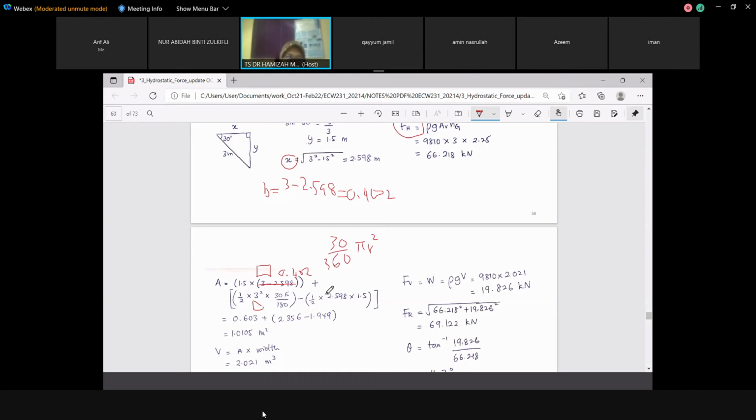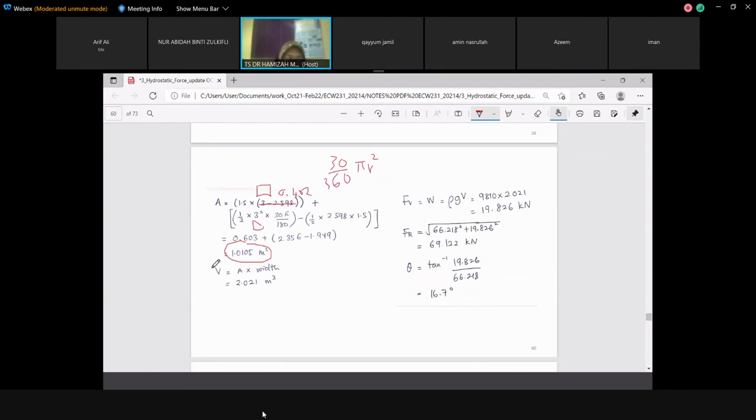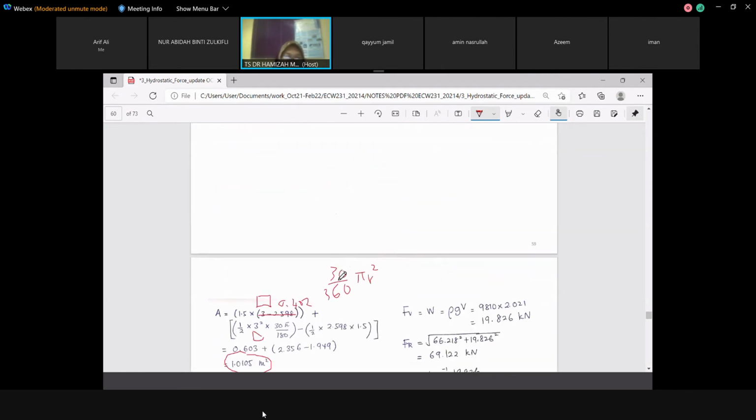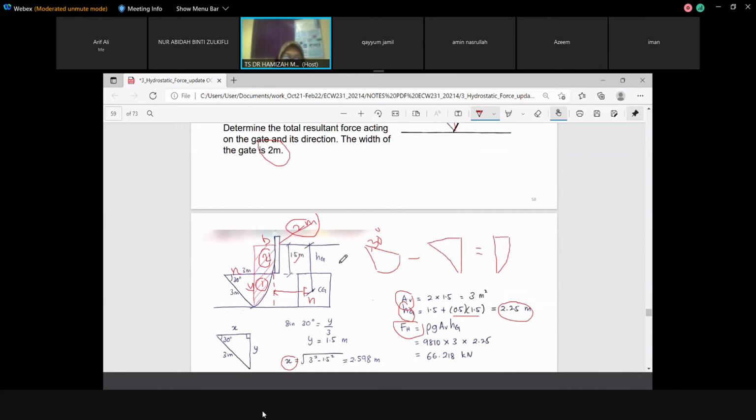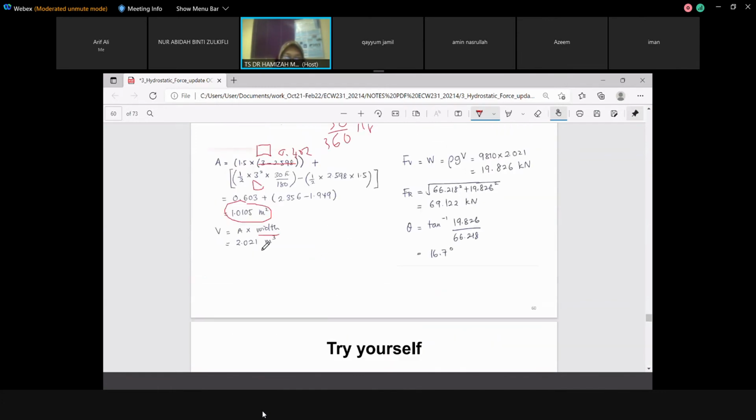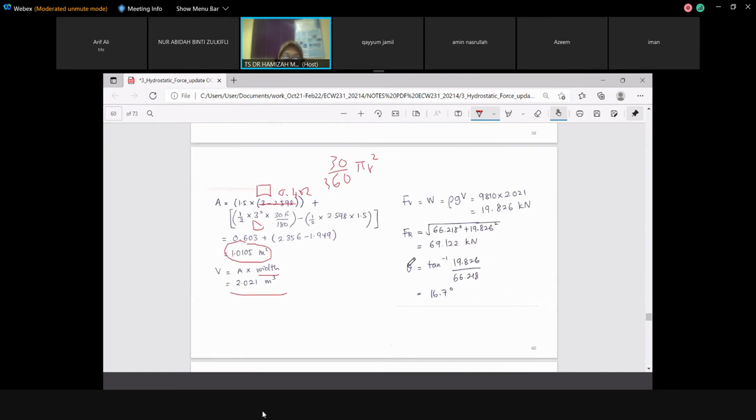And then minus the triangle. Triangle punya area adalah 1/2 darab tapak darab tinggi. So finally you get the total area. So sometimes you get mistake, you just use this area. Untuk FV kena volume. So we darab dengan width. Width tadi 2. So darab 2. You get this amount for V and substitute into the formula. Finally you can know the amount of the resultant forces and also the location.